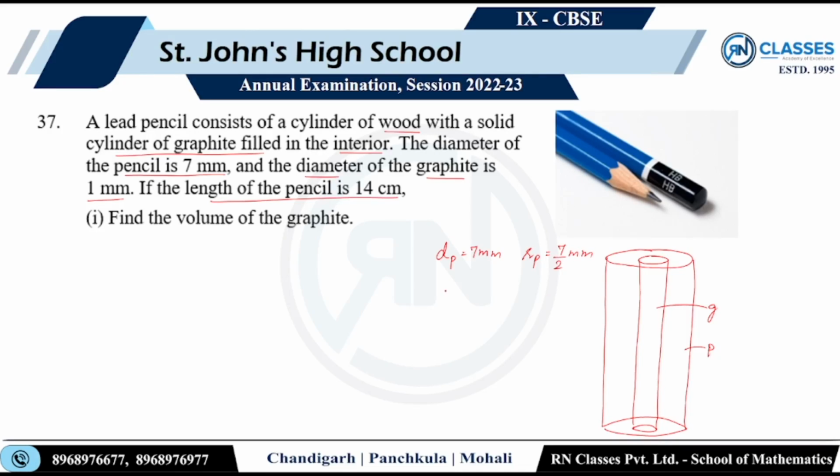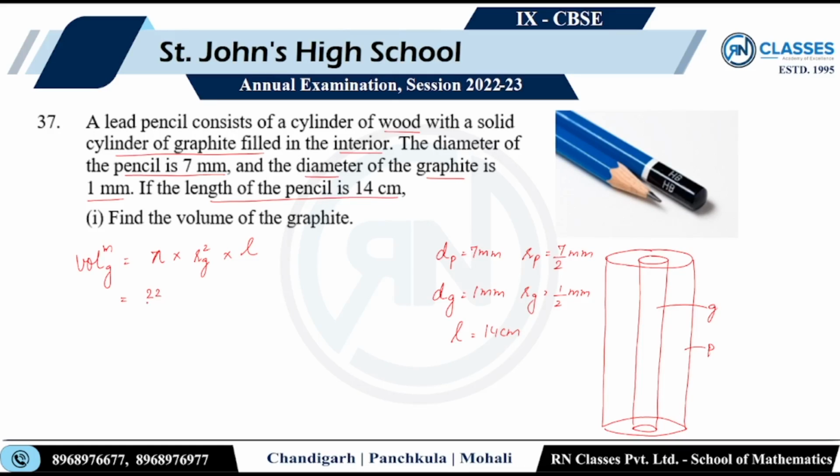इसके बाद उसने बोला ग्राफाइट के बारे में बात करते हैं. Diameter of graphite is given to be कितना है? 1 mm. So radius of graphite will be given to be 1 by 2. Right? Length of pencil is given to be 14 centimeters. So find the volume of graphite. So volume of graphite will be pi r, r is radius of graphite का square into h, h यहाँ पे है l.